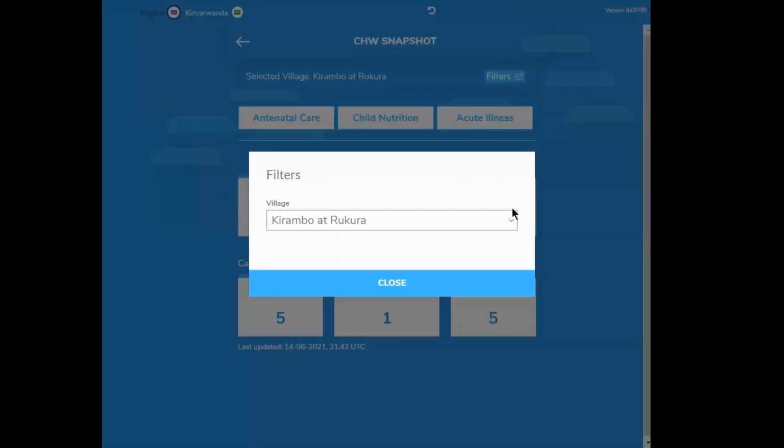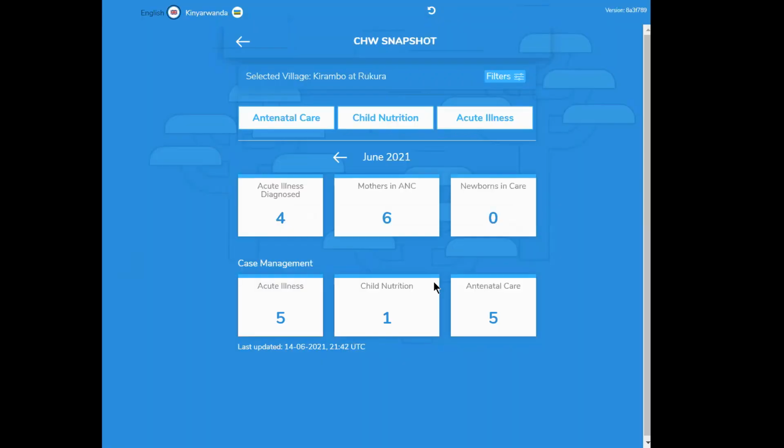She could also filter by a different village if she wanted to. These are only the villages that she has been assigned to. We'll stay with Karambo for now. Now she can go more deeply into the snapshot.